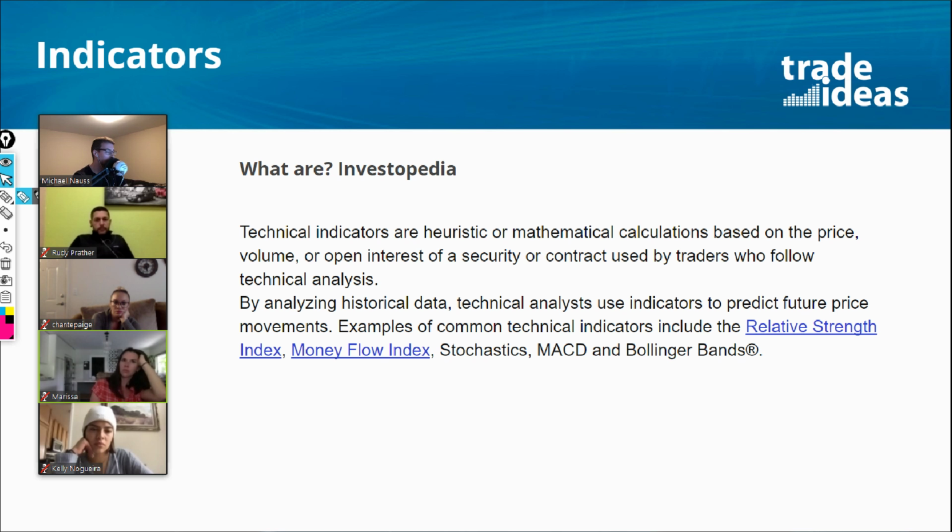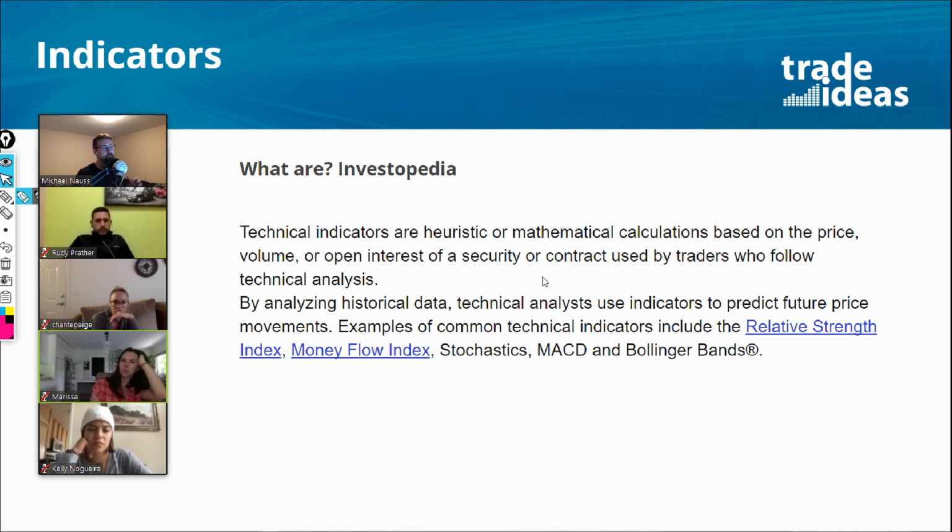But what I'll say to all the people who are about to yell at me for that is if it's working for you, keep doing it. And we're going to talk about it here, but I'll show you in the final slide why I'm not really a big fan of these. So here's just kind of the Investopedia write-up about what indicators are.